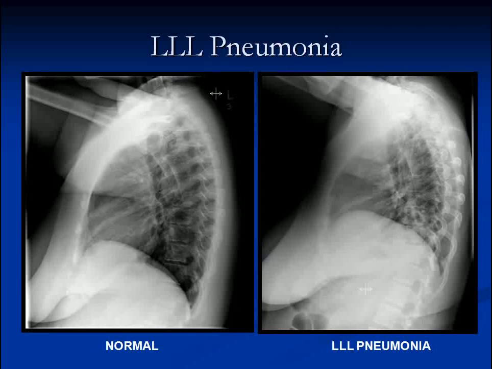If we go to the lateral film on the normal side, you can see the right hemidiaphragm, which goes all the way to the front, and the left hemidiaphragm, which goes to the heart. However, when we look at the left lower lobe pneumonia on the right side, you can see all of the right diaphragm, but you don't see any left diaphragm. That's because there's consolidation on top of that diaphragm. There is solid lung on top of there, so we've lost the interface between air and soft tissue.